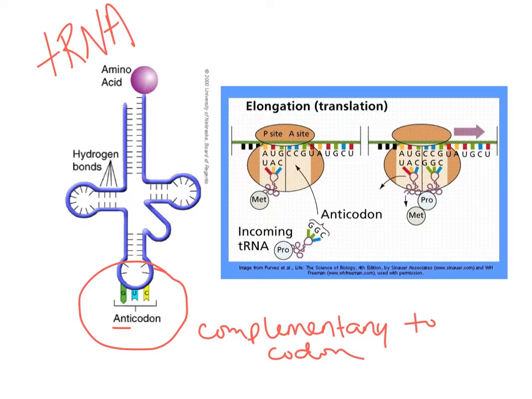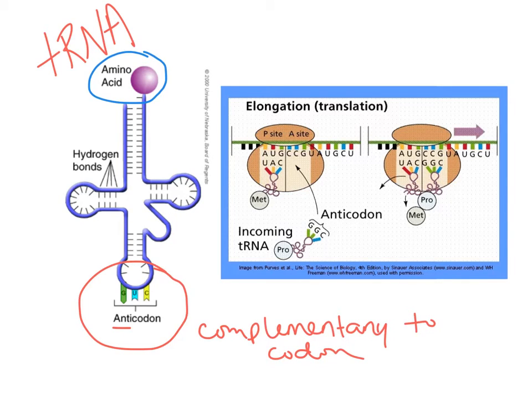So if we have a G on the anticodon, that's complementary to a C on the codon on mRNA. U would go with A, C with G. If there's an A, that would go with U, because remember, there is no T, no thymine in RNA. On the other end of the tRNA, we have an amino acid. So we have the building blocks of the protein that we're going to be making.